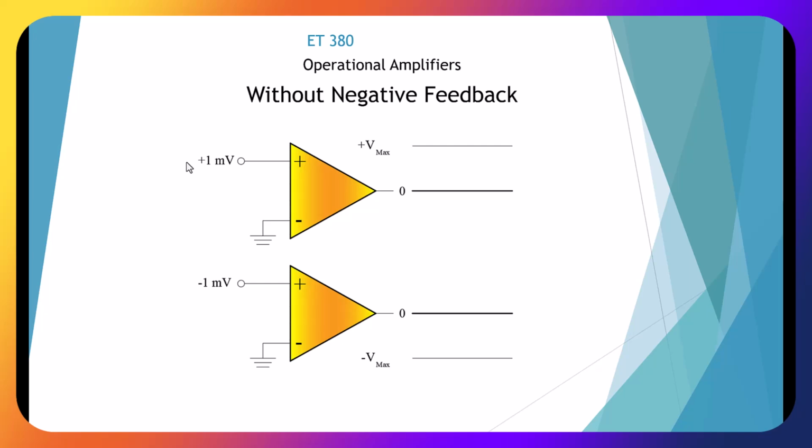Operational amplifiers have very large gain, what we say infinite gain, and if we put a very small signal in, like 1 millivolt into the non-inverting input, it is going to go to the maximum level, and that level would be limited by the power supply. So if we put a plus voltage into the non-inverting, it's going to go to the positive power supply. If we put a minus voltage into the non-inverting, it's going to go to the maximum minus voltage.